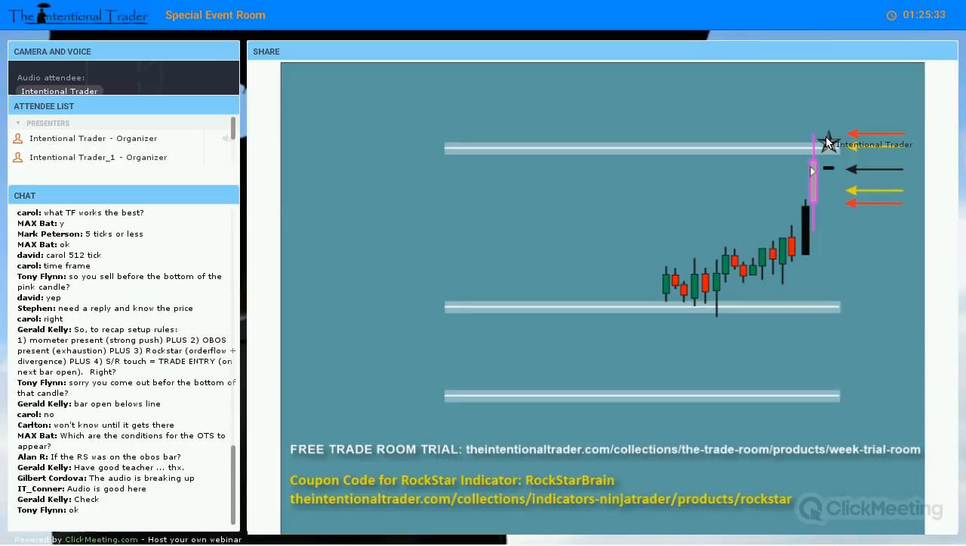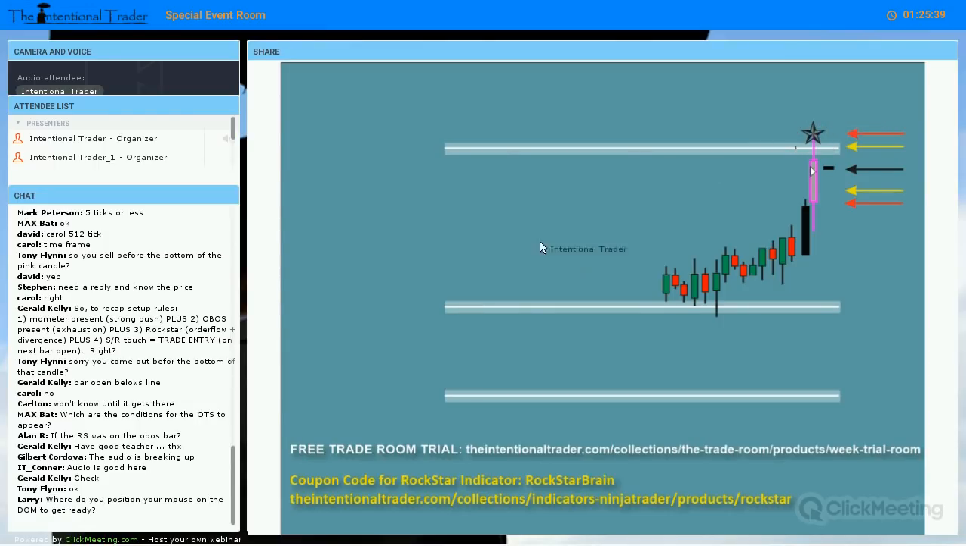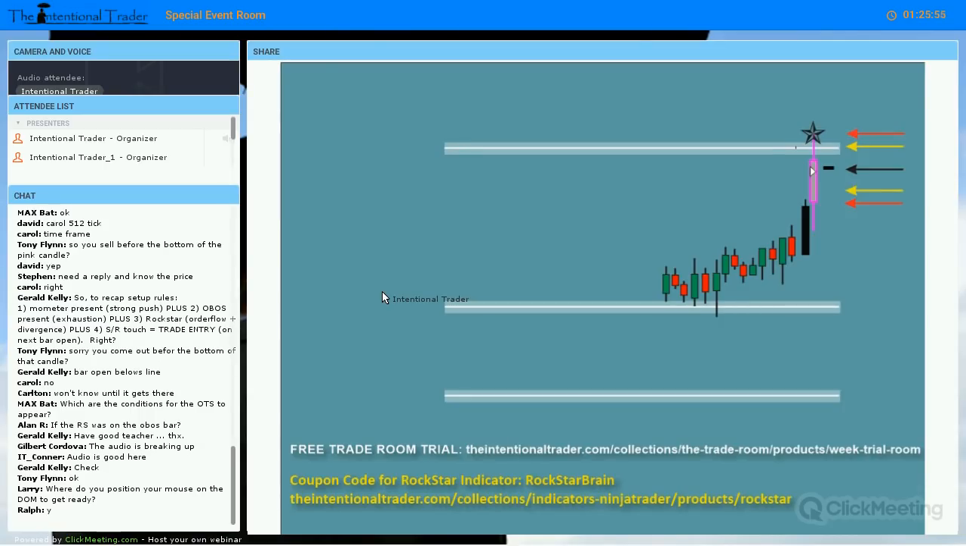If the Rockstar was over here, simple little change, would I trade that? Alan brought it up because that is another setup. What's that setup called?